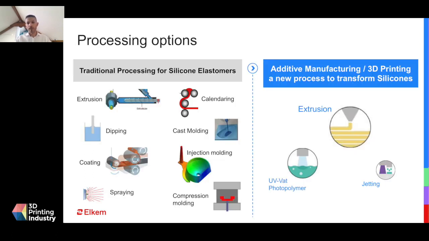So silicone elastomer was processed before mainly by extrusion or calendering, but also compression, and now mainly by injection process. But today, you can also print silicone with additive manufacturing. And in order to do that, you have mainly three processes: the UV vat technology, jetting, or also extrusion process.